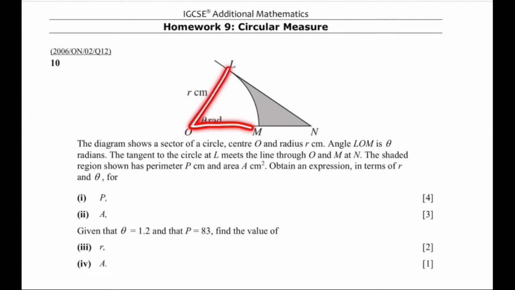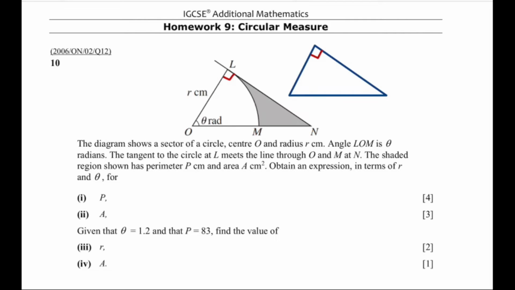We have a sector OML, we have a center O, we have a tangent LN. So tangent meets radius, so we have 90 degrees here. Therefore, this is a right angle triangle, with label as LON, just for better visualization. Now first, everything is unknown: r, theta, perimeter is P, the shaded region area is A. We express it in terms of r and theta for perimeter.